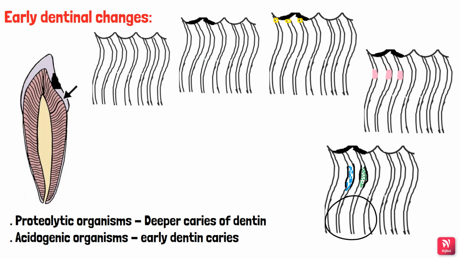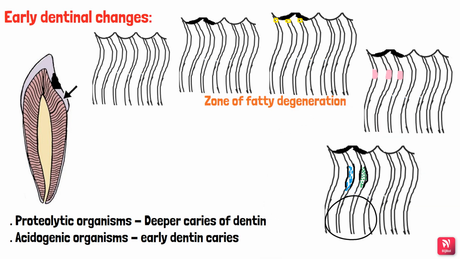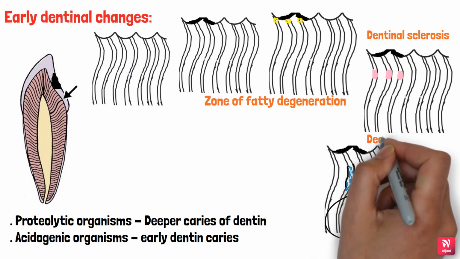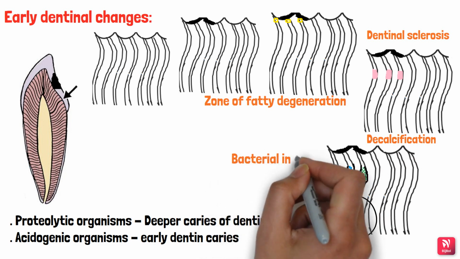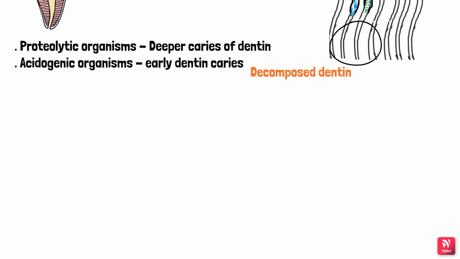Now this whole early dentinal changes, they are grouped into some zones. That is, first is zone of fatty degeneration as a response. So those fatty globules will appear. Then followed by dentinal sclerosis, that is our reparative response to stop the bacteria from coming inside. So later on these bacteria will cause some decalcification in that area, but our bacterial invasion is high and their virulence is high, resulting in zone of bacterial invasion. And as the bacterial invasion is there, it will start to eat away the dentin, so resulting in decomposed dentin. So zone of fatty degeneration to zone of decomposed dentin. So these are all early dentinal changes.